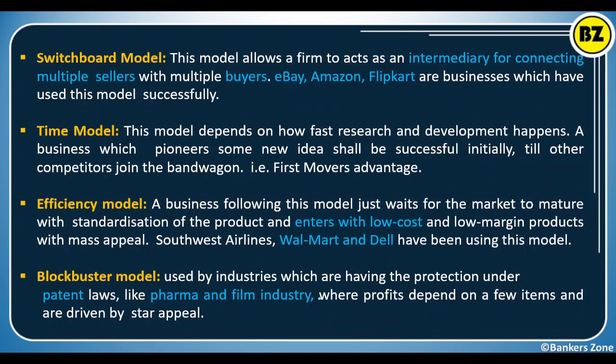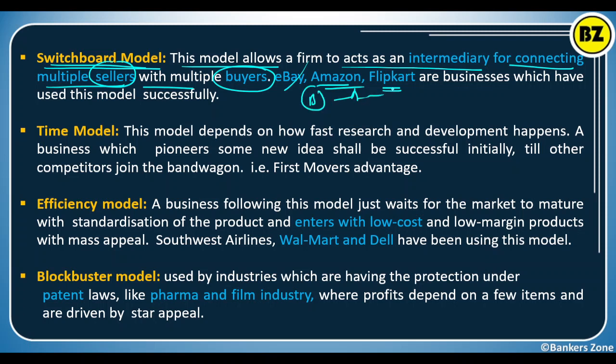Okay, now next is the switchboard model. What is a switchboard model? This model allows a firm to act as an intermediary for connecting multiple sellers, right? Multiple sellers connect with what? Multiple buyers. So obviously online e-commerce platforms like eBay, Amazon, Flipkart are connecting the buyers with sellers. So these are the switchboard model. Through the example you can connect.